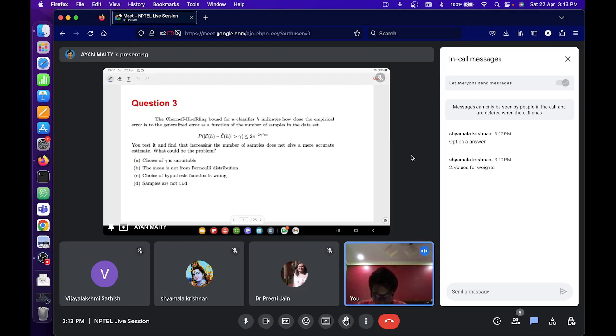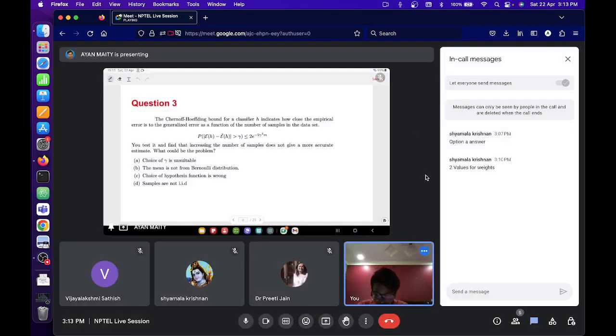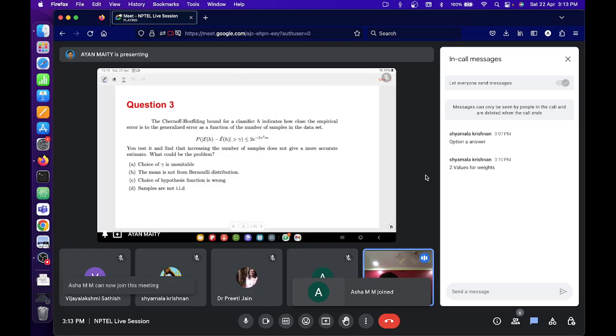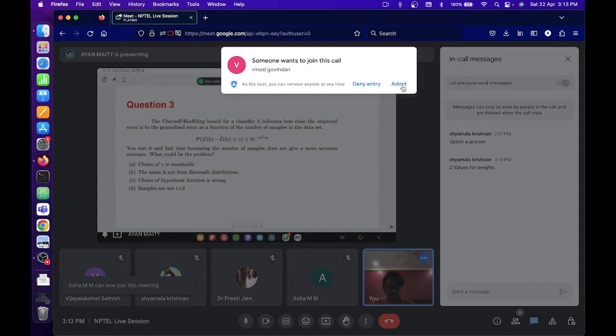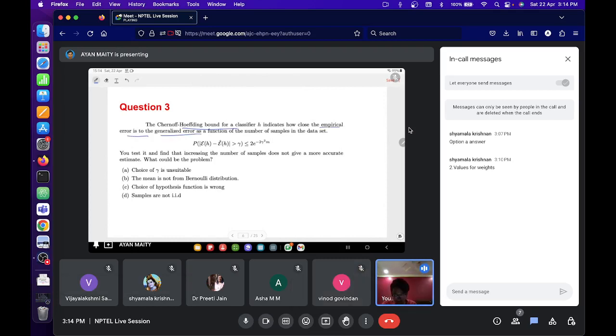Question 3. So the Chernoff-Hoeffding bound for a classifier H, also called the union bound, indicates how close the empirical error is to the generalized error as a function of the number of samples in the dataset. So this union bound for a classifier H indicates how close the empirical error is to the generalization error as a function of the number of samples in the dataset.